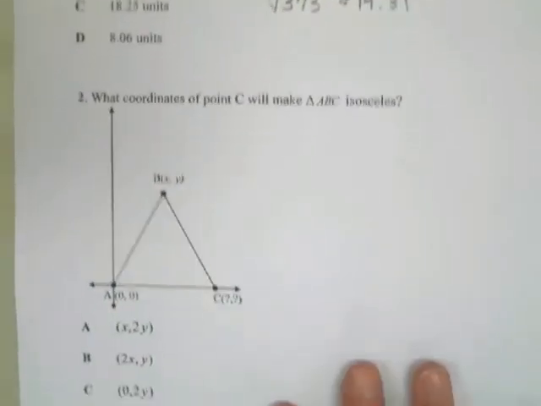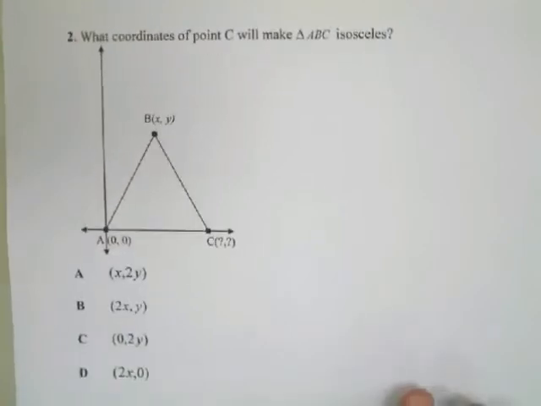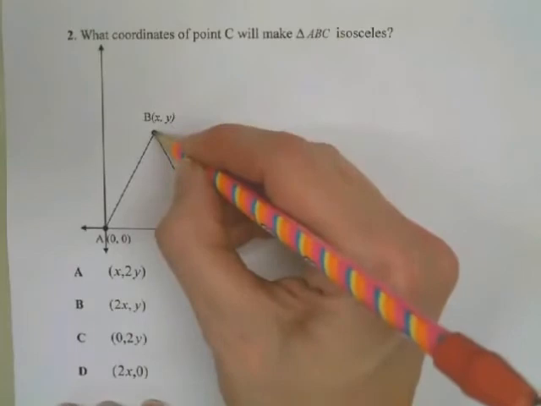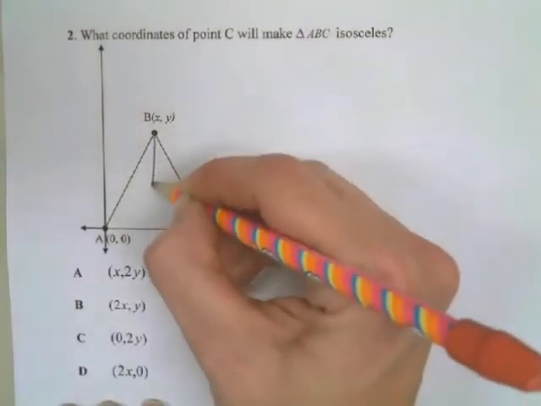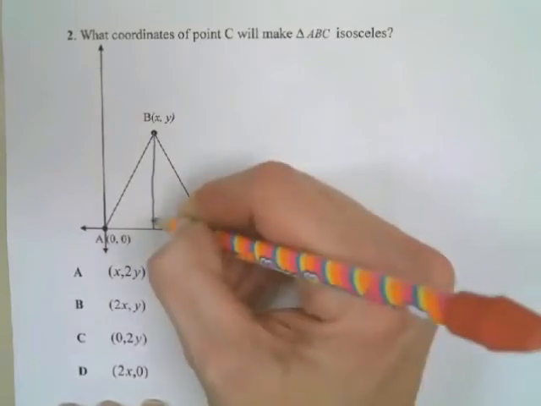Problem number 2. What coordinates of point C will make this triangle isosceles? If you have an isosceles triangle, you usually have 2 sides congruent. Well, we're given that point A is at the origin, and most of the time when we're working with an isosceles triangle in geometry, we typically draw in the altitude. Let's just see what would happen if we draw in the altitude.